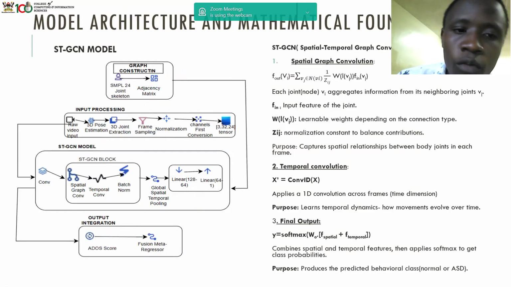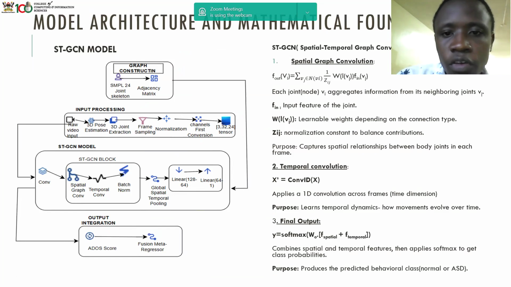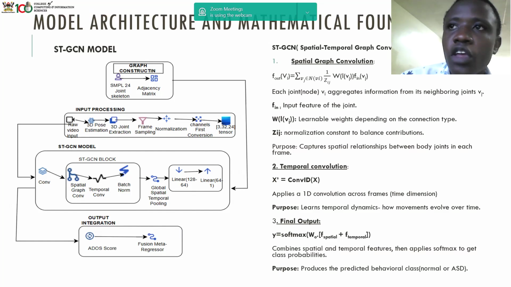When I explain the models, I'll start with STGCN. STGCN is a spatial temporal graph convolutional network. Spatial meaning we are capturing the space part of it, then temporal, the time part of it.